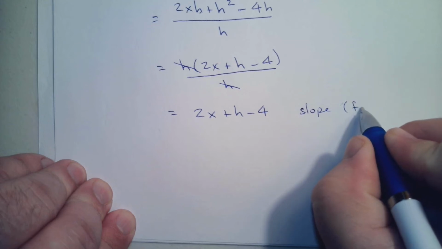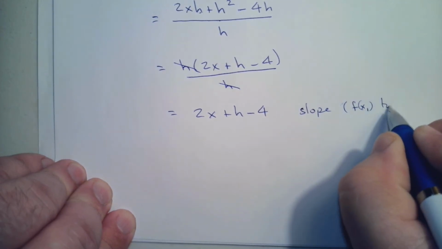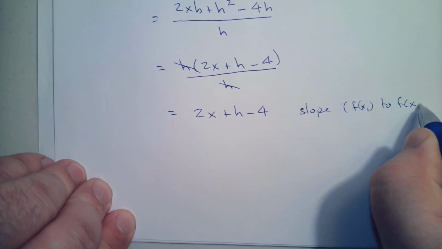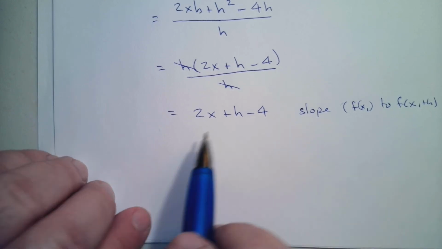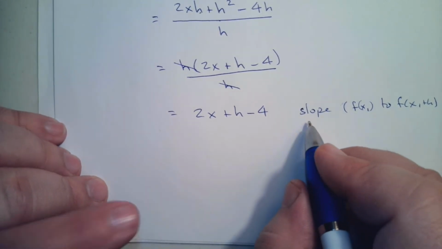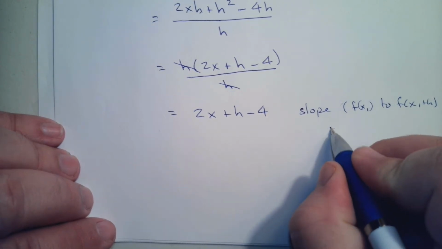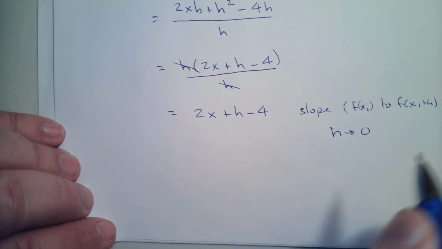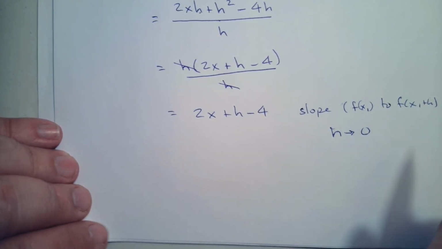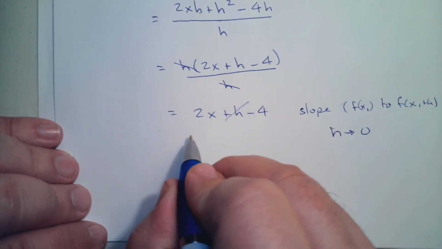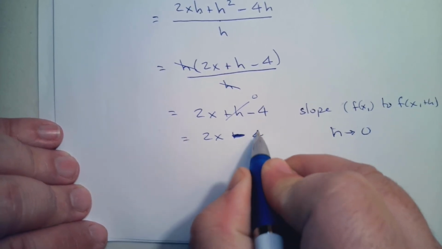From f of x1 to f of x1 plus h. But those are the 2 points. We can't really find the slope of that. So what we do here is we let the value of h go to 0. Because what that means is the distance between x1 and x2 goes infinitely small. Eventually that disappears, we end up with 2x minus 4.